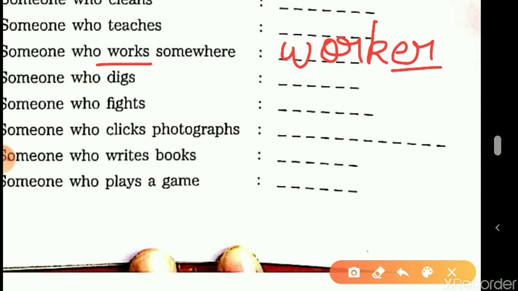टीचर्स में से टीच को पकड़ा, यू नीड टू ऐड ER, टीचर हो गया. यहाँ वर्क्स में आपने कौन सा वर्ड पकड़ा? वर्क्स पकड़ा एंड यू नीड टू ऐड ER. आपको वर्ब को हटाना है. सो आप एस हटाएंगे उसमें से. डोंट forget to do that. So work, someone who works somewhere, worker.